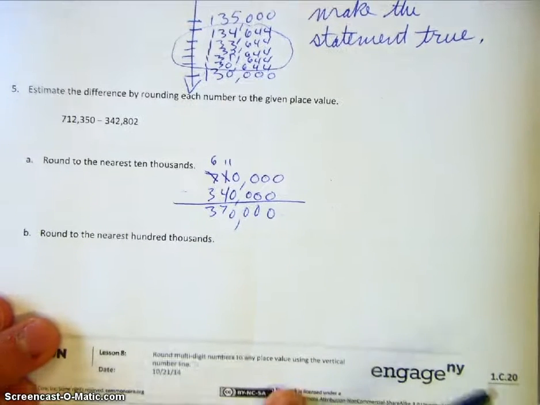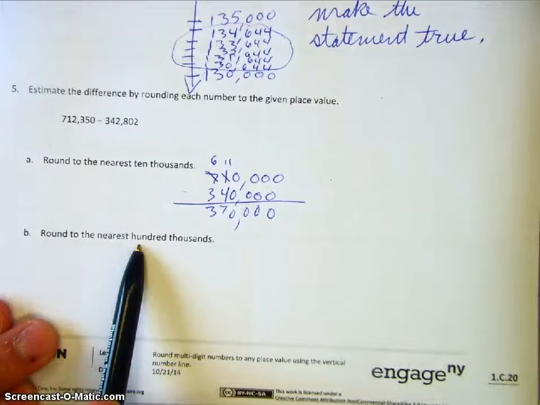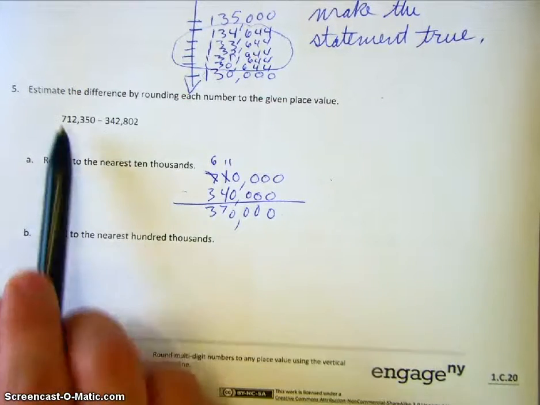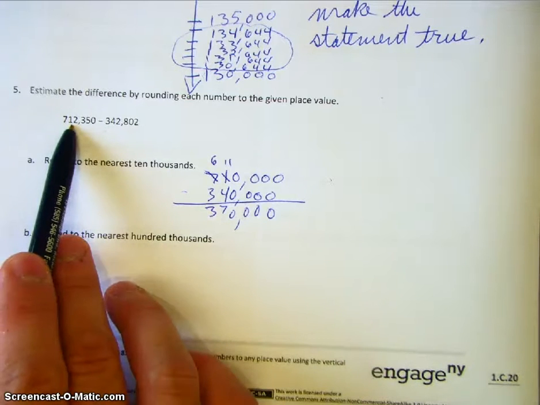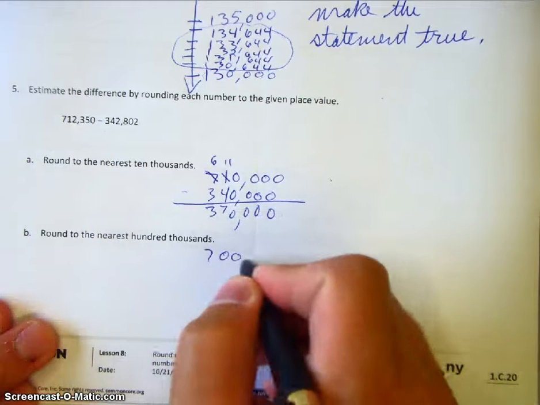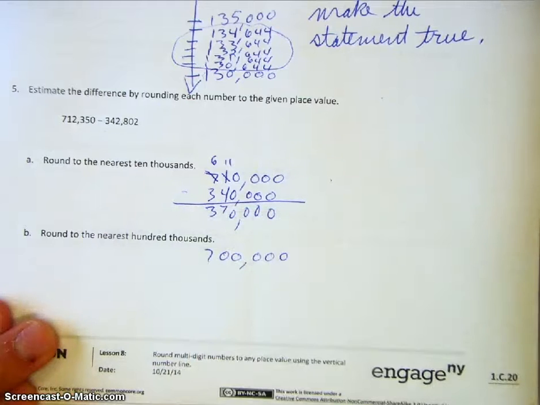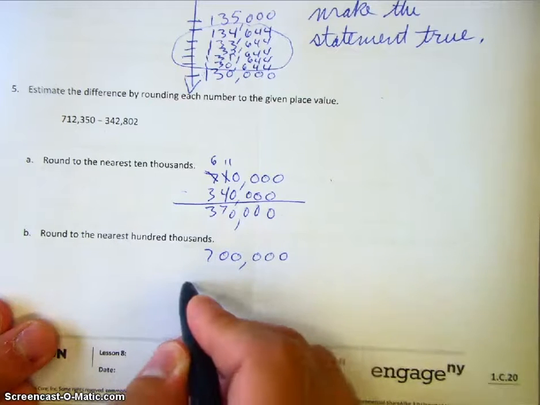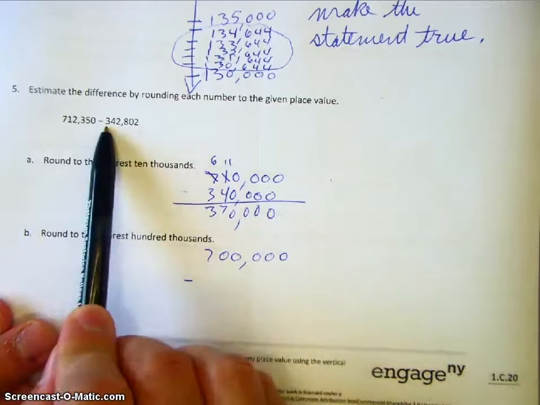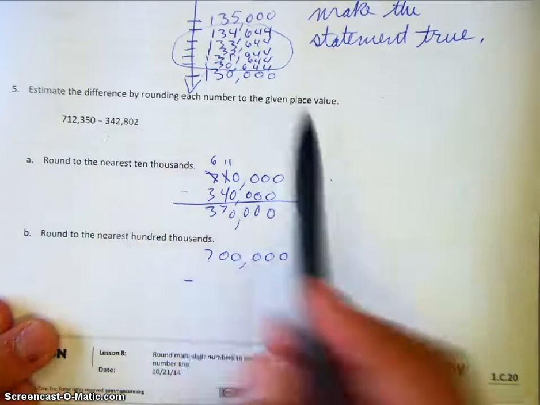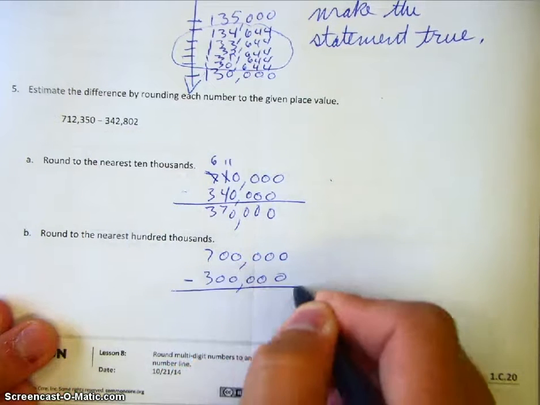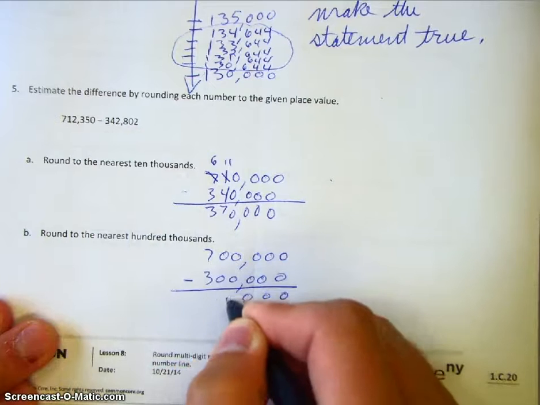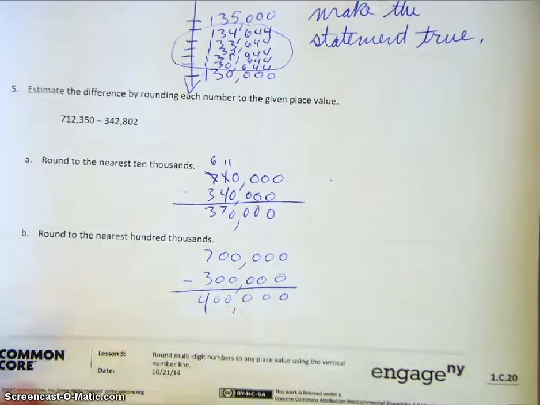Okay, for our last one here, we have to round to the nearest 100,000s. So our first number is starting with 700,000s. The 1 in the 10,000s place tells us to round down to 700,000. And then the next number, we have 300,000s. Well, the 4 in the 10,000s place tells us to round down to 300,000. So now we can subtract that out, and then we get our estimate.